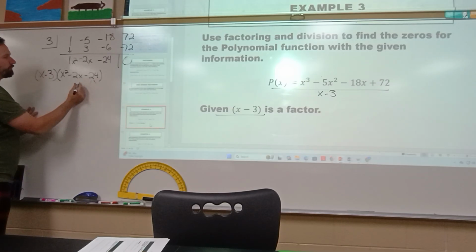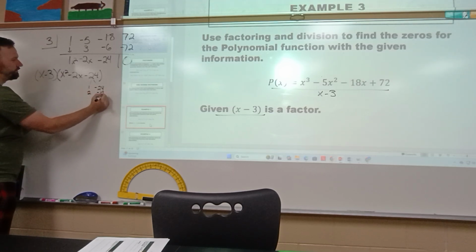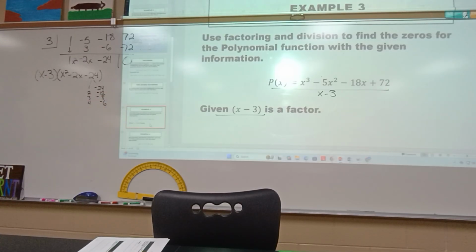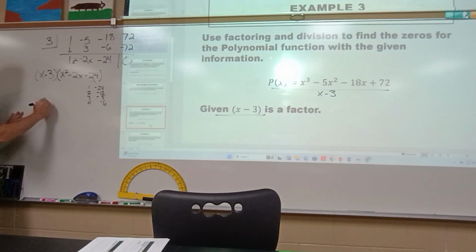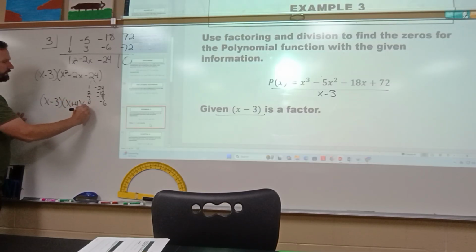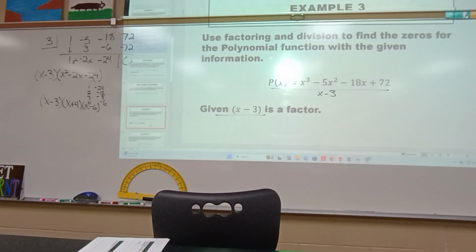What times what equals negative 24? 1 and negative 24? No. 2 and negative 12? No. 3 and negative 8? No. 4 and negative 6? Yeah. Certainly. Sorry, I'm doing the factoring really quick because we already did that. Is that fully factored from a cubic? We did it.